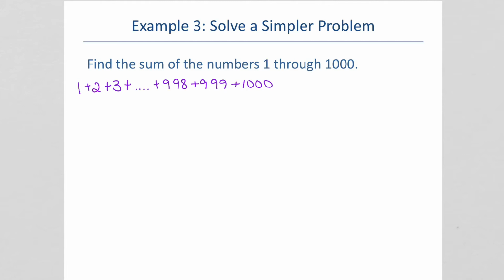So we're going to do it like he did it. Let's see. He considered a simpler problem, like adding the numbers 1 through 10. So 1 plus 2 plus 3 plus 4 and so forth, all the way up to 10, comes up to be 55.